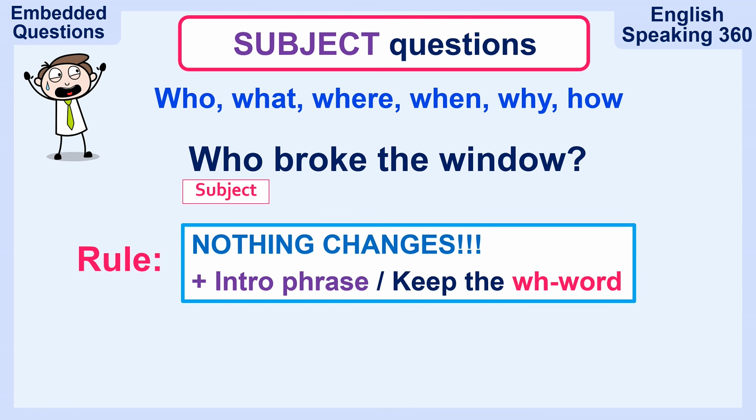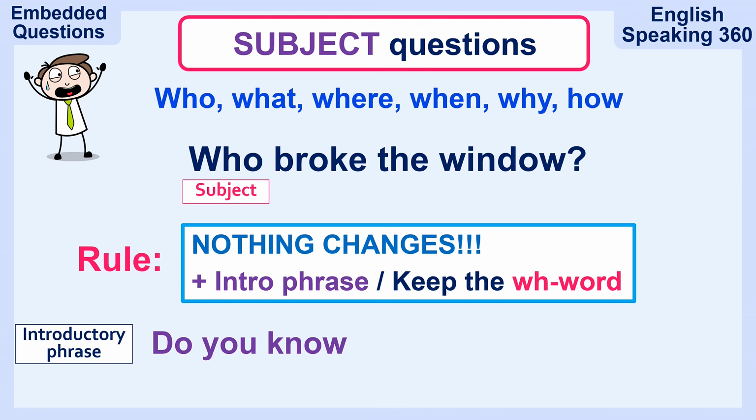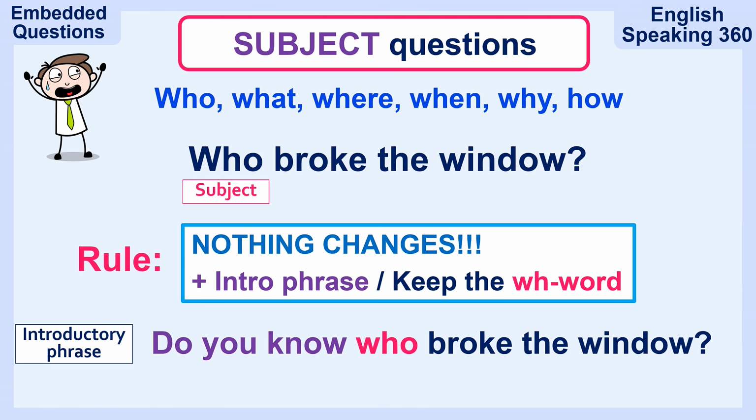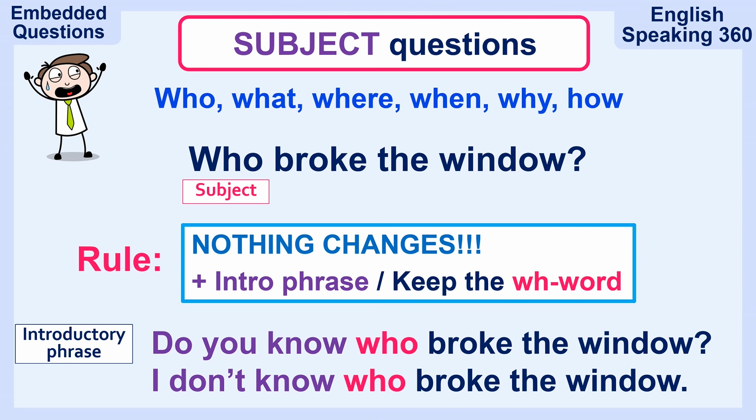And then you need an intro phrase and you need to keep the WH word. Let's do it together. Do you know is your intro phrase. Who is your WH word. And then the rest of the sentence. Do you know who broke the window? The subject questions are the easiest type of embedded questions because nothing changes. You just add an intro phrase. Here's another example. I don't know who broke the window.